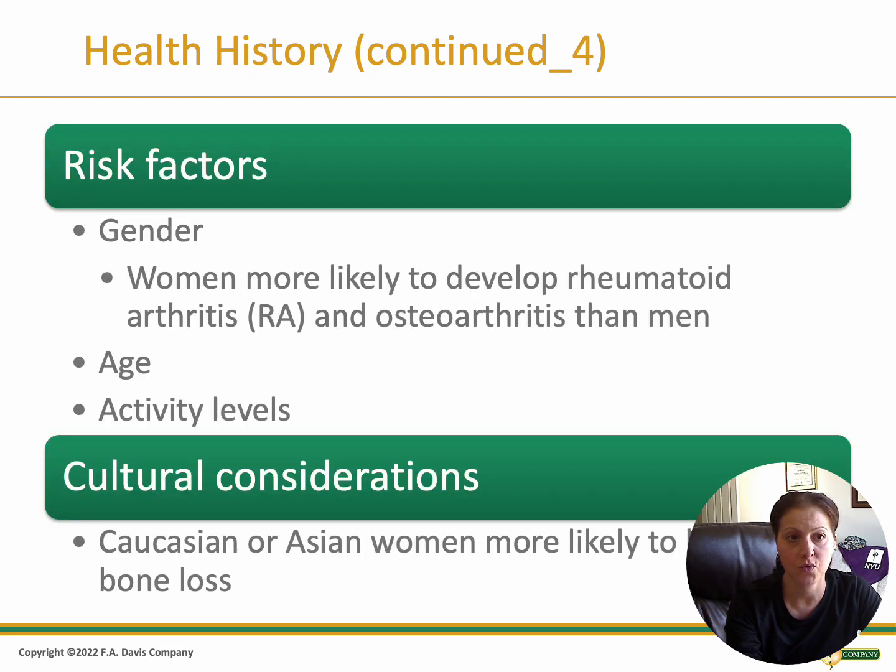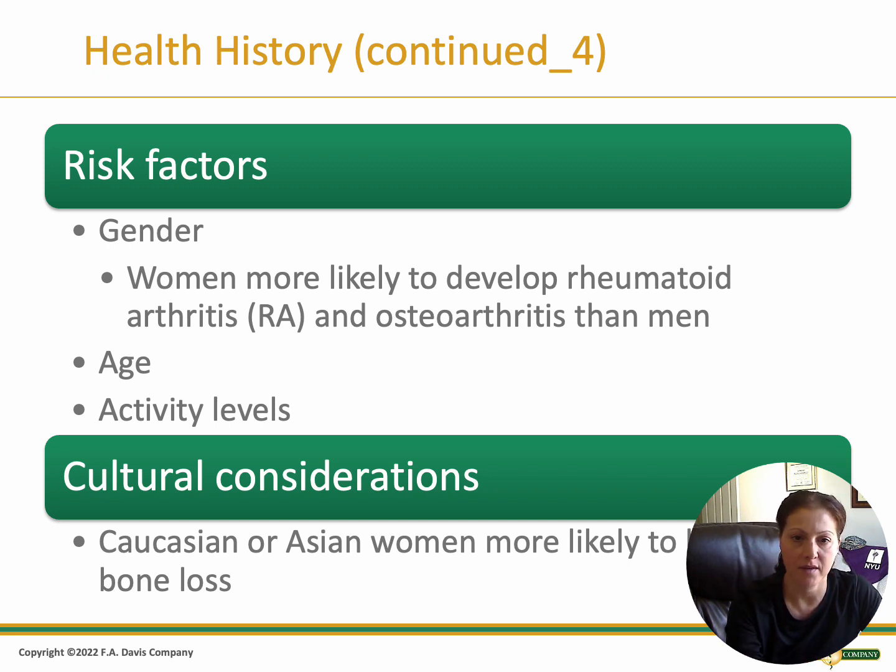We also want to identify any risk factors. With gender, the female population is more likely to develop that autoimmune disease, rheumatoid arthritis, whereas in men, osteoarthritis is more common. The older the population, especially in the female population, the more they're at risk for developing osteoporosis, where you have a decreased level of estrogen, and you need estrogen for bone development and bone growth. So when estrogen starts to drop, they're more at risk for osteopenia and then osteoporosis.